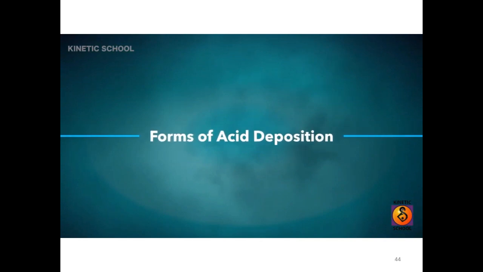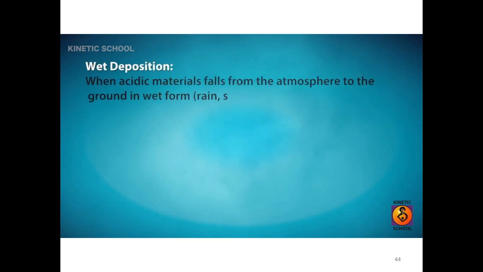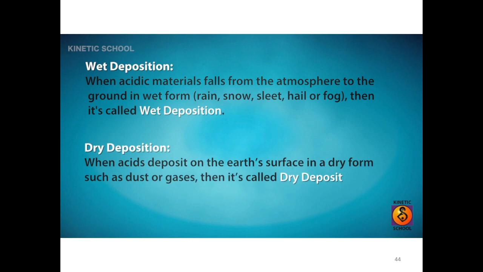Forms of acid deposition. Acids can be deposited in two ways. One is wet deposition, and another is dry deposition. When acidic materials fall from the atmosphere to the ground in wet form, such as rain, snow, sleet, hail or fog, then it's called wet deposition. On the other hand, when acids deposit on the Earth's surface in a dry form such as dust or gases, then it's called dry deposition.